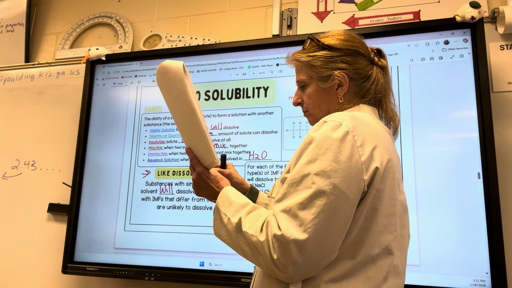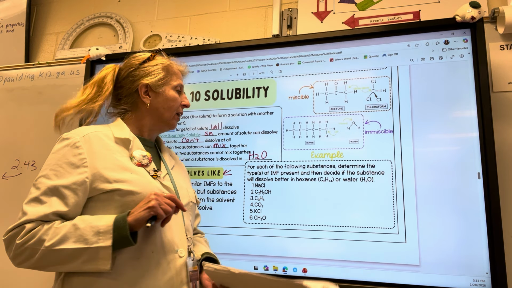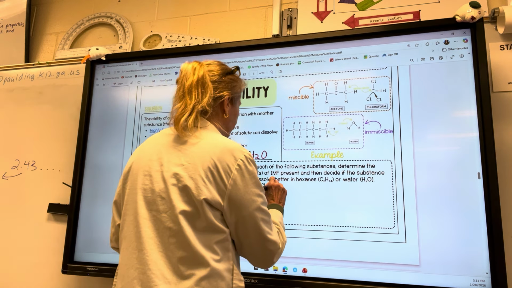Okay, we're not going to talk about the intermolecular forces because I want to hurry. This is sodium chloride. Is it going to dissolve better in water, which is polar, or hexane, which is not? Water or oil is how we can think about it. Does salt dissolve better in water or oil? Water.